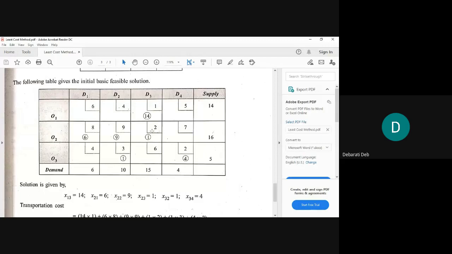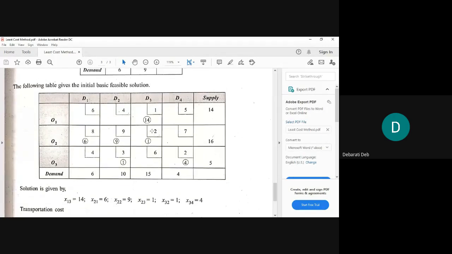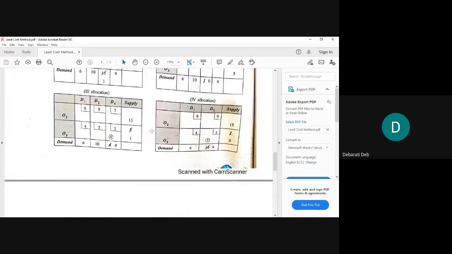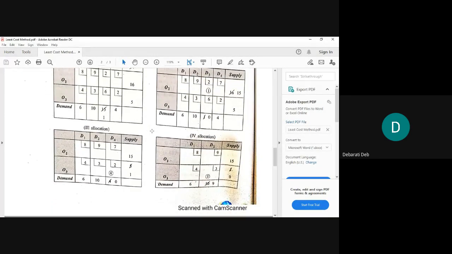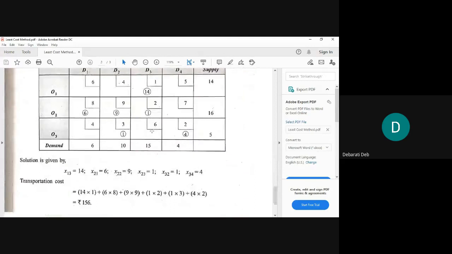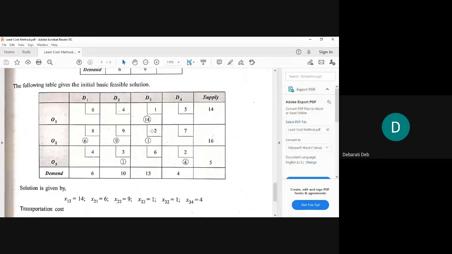Now we will bring all the allocations from all the 5 tables that you have formed. 1, 2, 3, 4, 5 tables you have formed now. You will bring all the allocations from there and finally summarize them in a single table. Do it. Thus, after doing all the allocations, the following table is formulated, which gives the initial basic feasible solution.